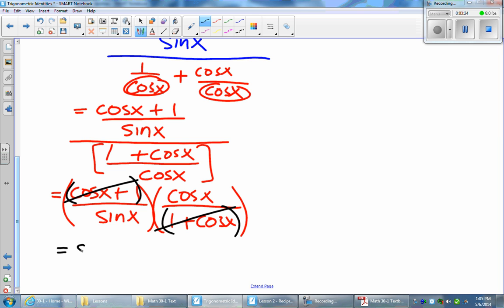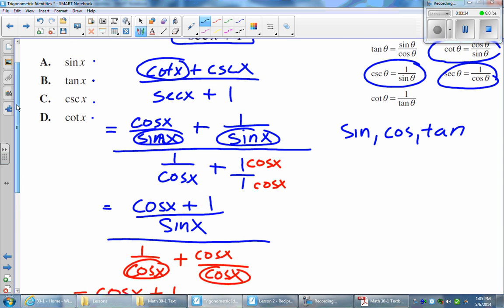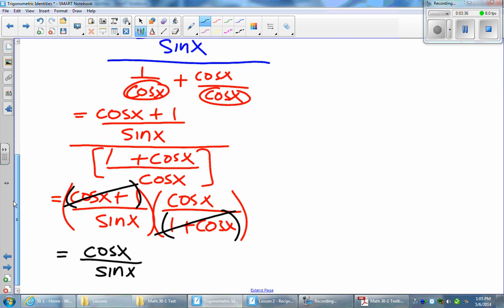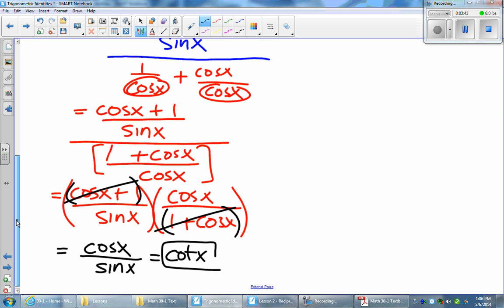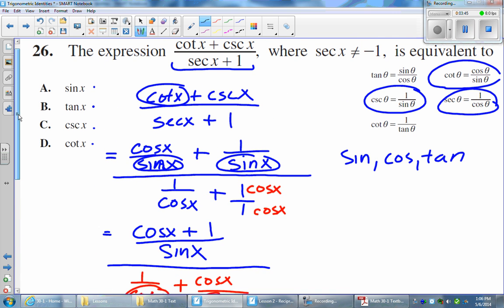What I'm left with now on the top is cos x over sine x. And even though it doesn't match any of A, B, C, or D, you can apply yet another identity. Cos x over sine x is the same thing as cotan x. So that is what it's equivalent to. So out of our options here, D would be your answer.